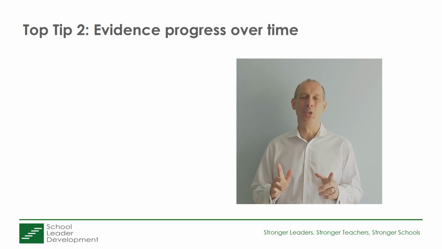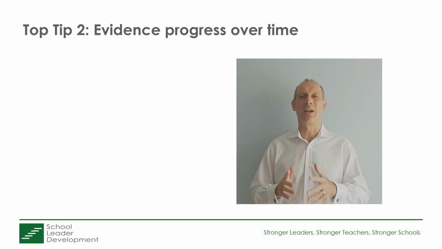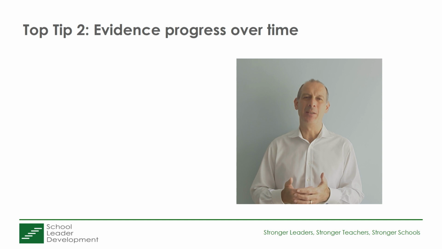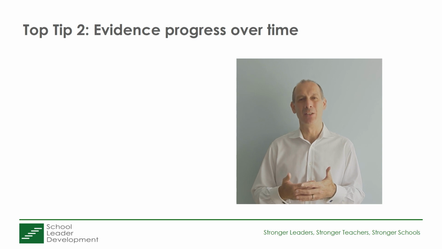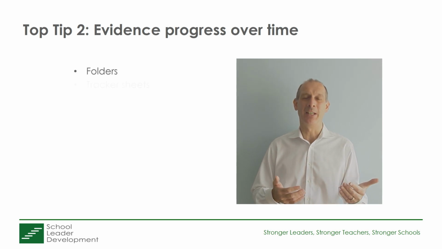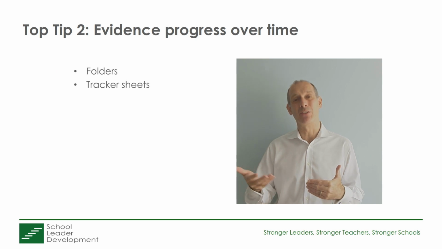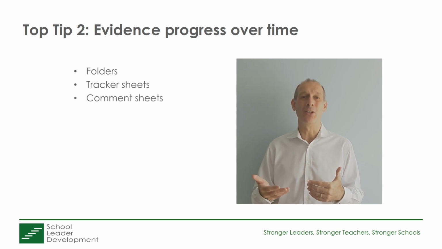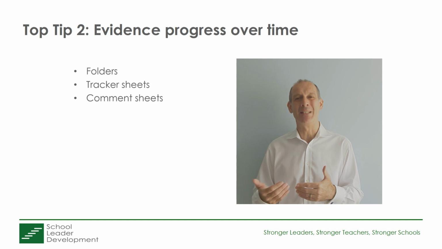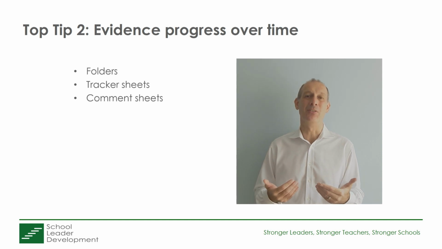Top tip 2, always have evidence of progress over time. Keeping evidence of progress over the year is critical to the work of any teacher or school leader. You can do this through having folders to keep marked work in, tracker sheets at the front of student books, or comment sheets in the books to keep a tally of the marks achieved so far.